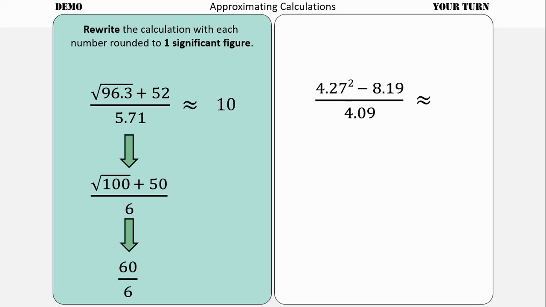Our answers are approximately 2. Again, here are your first significant figures. So you're rounding all of these to the nearest unit. Moving on. Would you mind trying this, please? Again, I'll give you a minute.